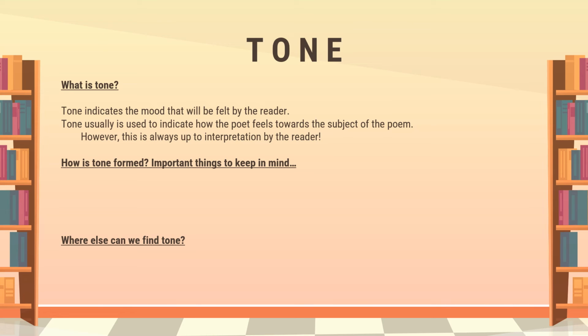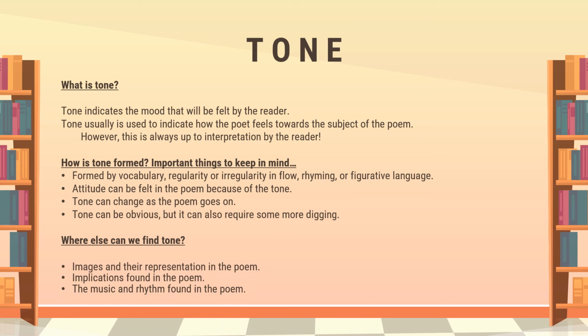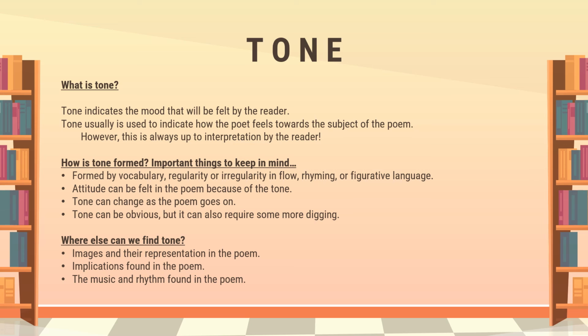And now, how is tone formed? And here are some important things to keep in mind. It's formed by vocabulary, regularity or irregularity in flow, rhyming or figurative language. Attitude can be felt in the poem because of the tone, and the tone can change as the poem goes on. Sometimes tone can be obvious, but it also can require some more digging. Where else can we find tone? Well, we can find tone in images and their representation in the poem, implications found in the poem, or the music and rhythm found in the poem.